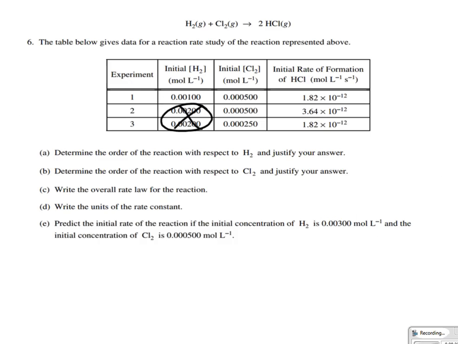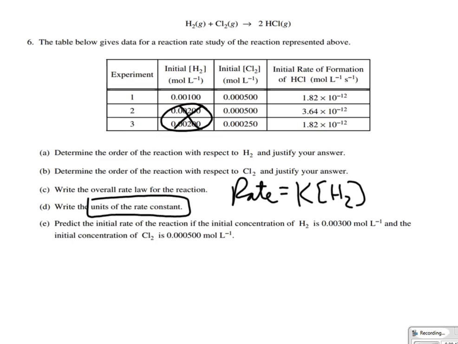Second thing they always have you do is find the units of the rate constant, and then they have you find K. Let's say hypothetically, I'm not sure what the answer is, but I'm just going to write a fake rate law just to show you. Let's say it's H2 to the first and Cl2 to the first. Once I discover the exponents, here's how I find K. I take the values from the first experiment.